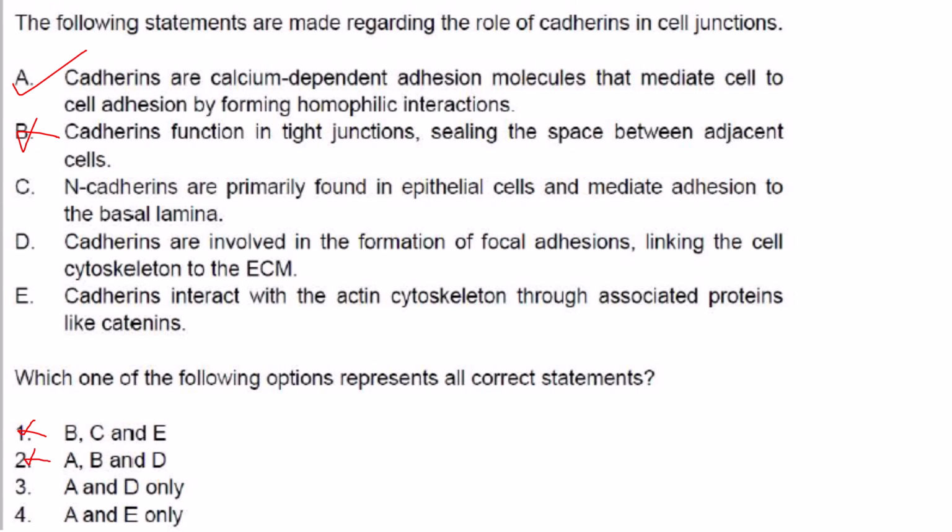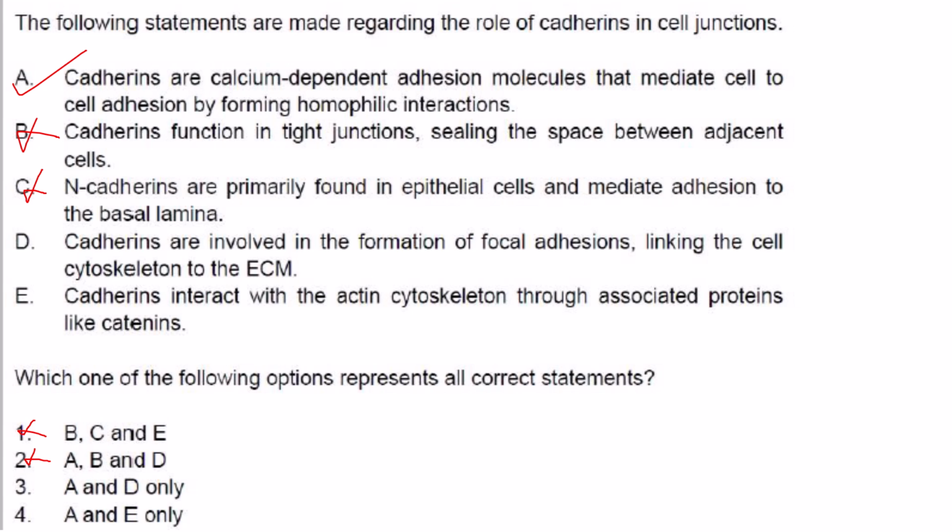N-cadherins are found in epithelial cells. No, N-cadherins are found in nerve cells, not in epithelial cells. Epithelial cells have E-cadherins. So that makes C also wrong. Okay, they have not given that in options. C also wrong. Then, cadherins are involved in the formation of focal adhesion.